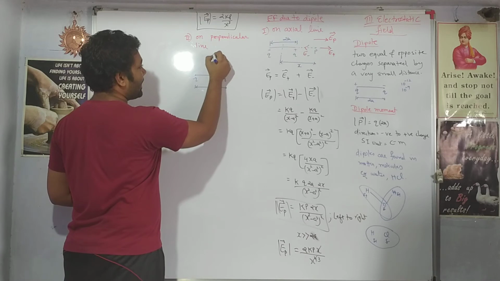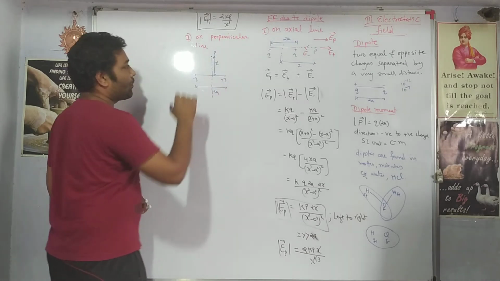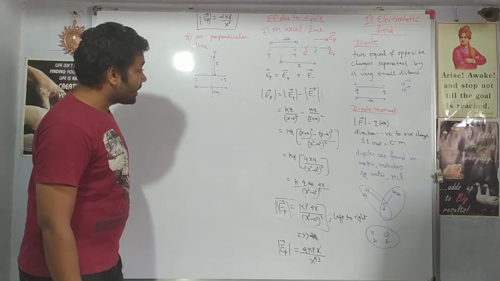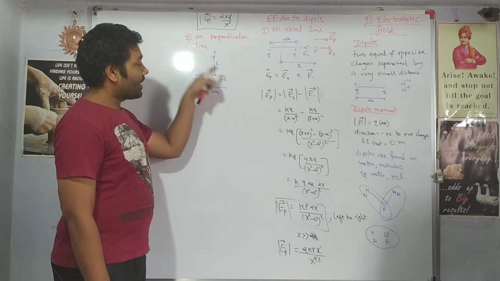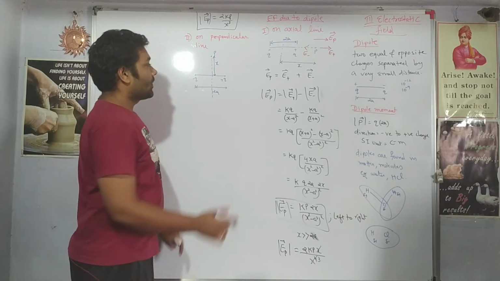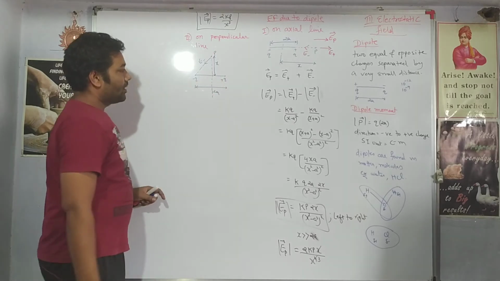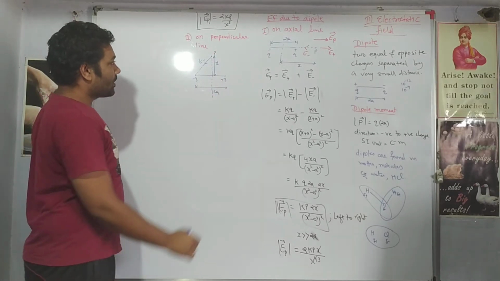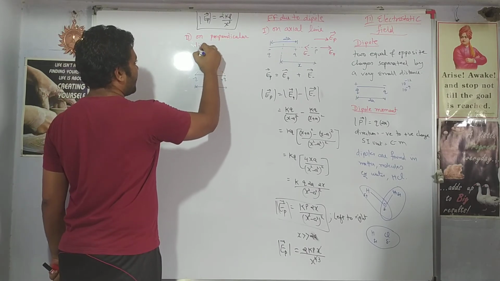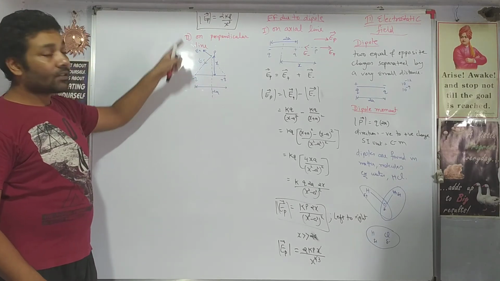Now I want to calculate the electric field at a point P, located at a distance x from the dipole. So let us again identify the electric field due to the negative charge and then due to the positive charge. What will be the direction of the electric field due to the negative charge? Rule: the electric field due to a negative charge is directed towards it, and due to a positive charge it is directed away from it.